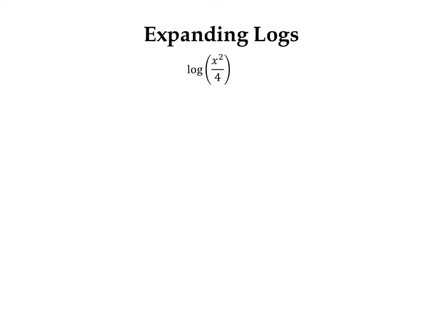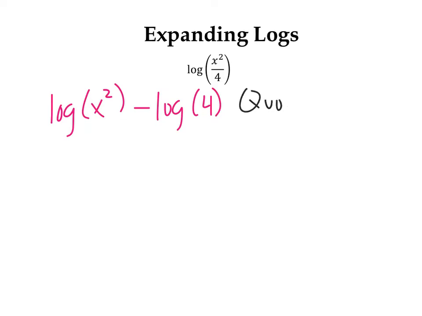In this next example, we're doing, again, division, but here notice how there's an exponent, so we're going to combine this with another property. So let's start with the division part first. Here we have log base 10 of x squared minus log base 10 of 4. Here we use the quotient rule by subtraction.